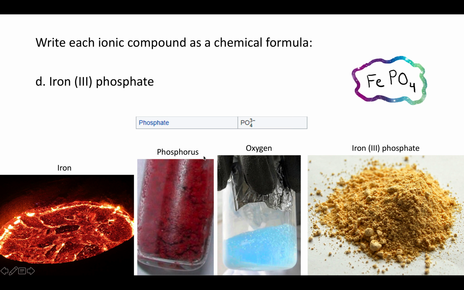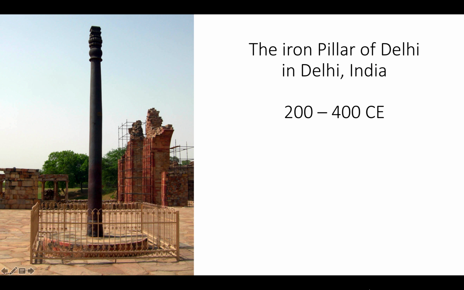And so if you were to take phosphorus and oxygen and combine them in just the right way to get phosphate, and then react that with iron, you would get iron 3 phosphate. Iron 3 phosphate can be added to regular iron to help it stop rusting, to prevent it from rusting.